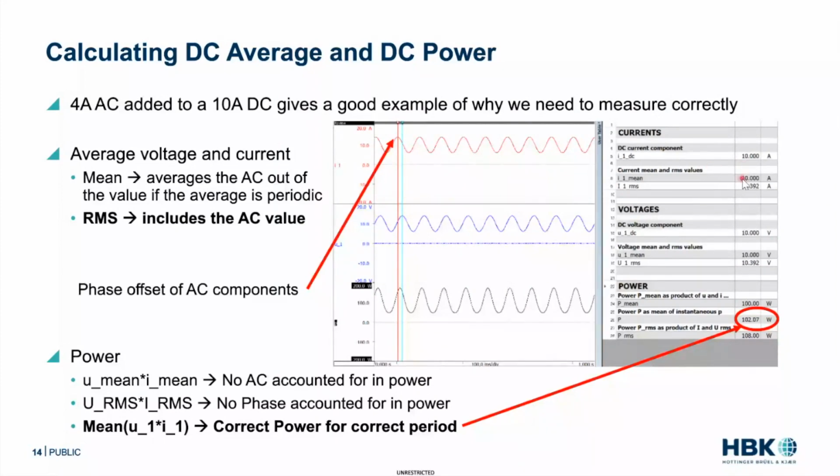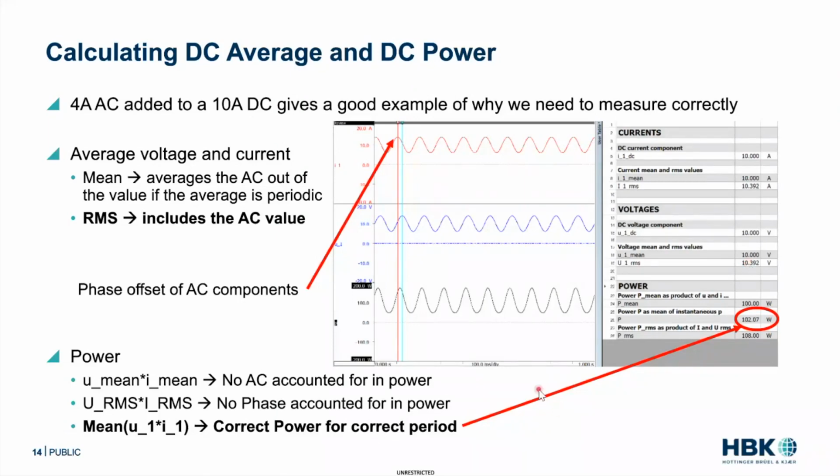If we take the average of voltage and current, so we take the mean, we're going to average out the AC. So if we look at the mean of our voltage and the mean of our current, we get 10 amps because it averages out. Well, all right, let's take the RMS. The RMS includes that AC. So we get 10.392, and we get another 10.392 for the RMS. Okay, cool. We have an average, we have an RMS. We now have a question. Do we use the average for power or do we use the RMS for power?